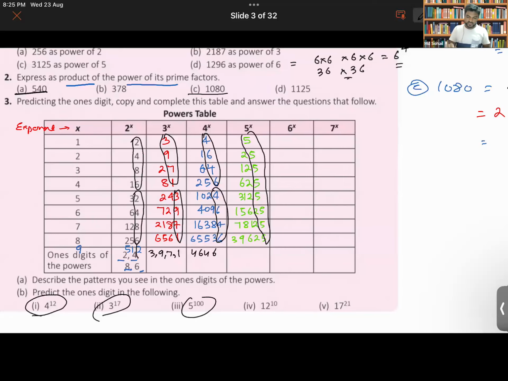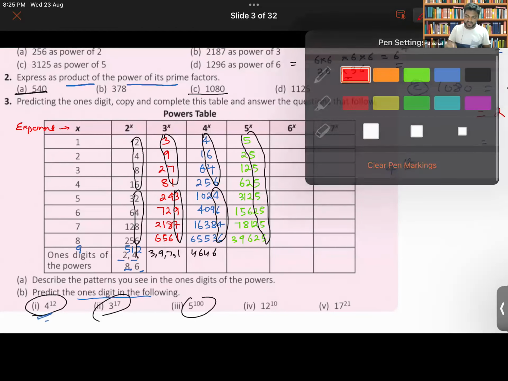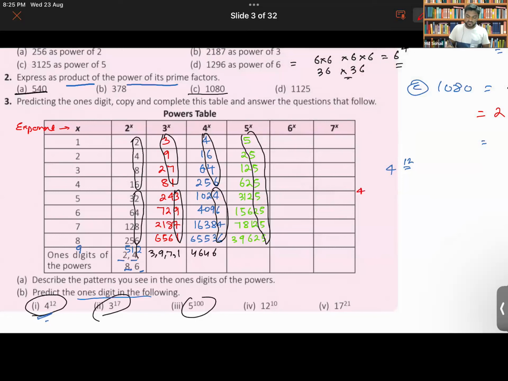So let's try to predict the power of 4 raised to the 12 and what the unit digit is going to be. Find the ones digit in the following: 4 raised to the power 12. So you will simply write it like this. 4 raised to the power 1 was how much, guys? 4. We are talking about only the ones digit, okay? Not the full number I'm writing here. 4, then 6, then 4, then 6, 4, 6, 4, 6, 4, 6.